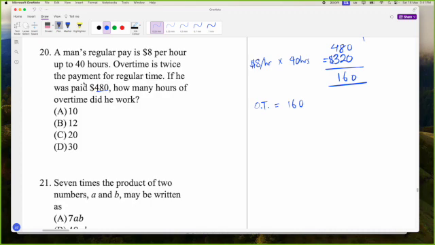Overtime is twice the payment for regular time. So regular time is $8 per hour. Overtime is twice that, so overtime will be $16 per hour. So if he's working at $16 per hour and he gets $160, that is 10 hours of overtime he worked. So the answer is 10.